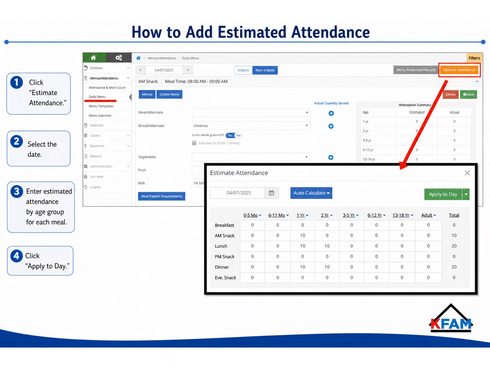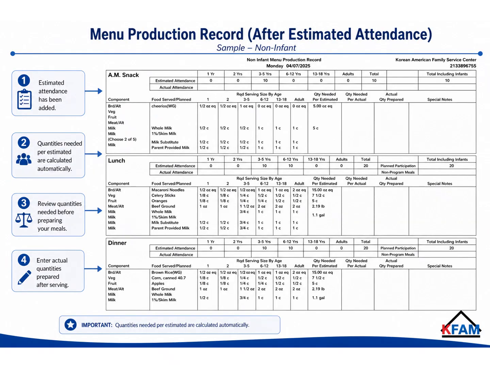Entering estimated attendance allows the system to calculate the projected food quantities needed for meal preparation and helps ensure accurate menu production records. This slide explains the menu production record after estimated attendance has been entered. Step 1. Estimated attendance has now been added to the menu production record. The attendance numbers are entered by age group for each meal service, including snack, lunch, and dinner. Step 2. Once attendance is entered, the system automatically calculates the quantities needed for each menu item based on CCFP serving size requirements. These calculations help determine the amount of food and milk needed to serve participants.